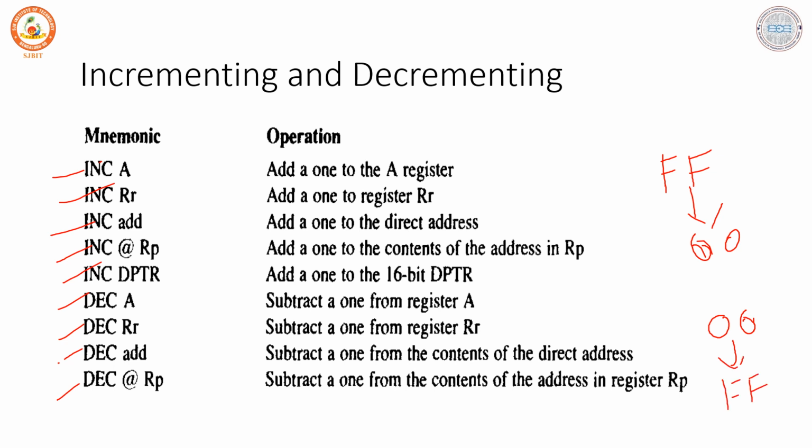Only the DPTR register, which is a 16-bit register, overflows from FFFF to 0000. The increment and decrement instructions are used quite often for counting events, and counting program flow through a particular section of user programs.